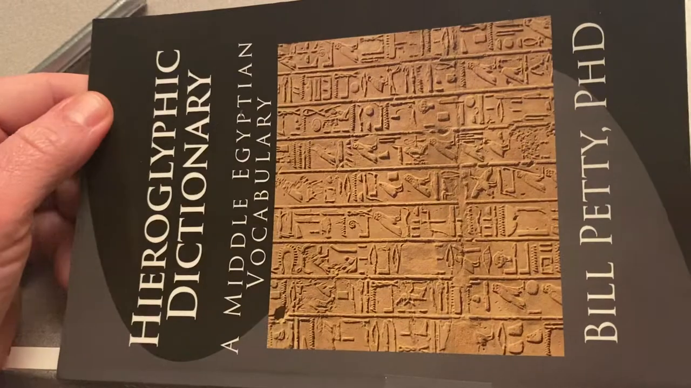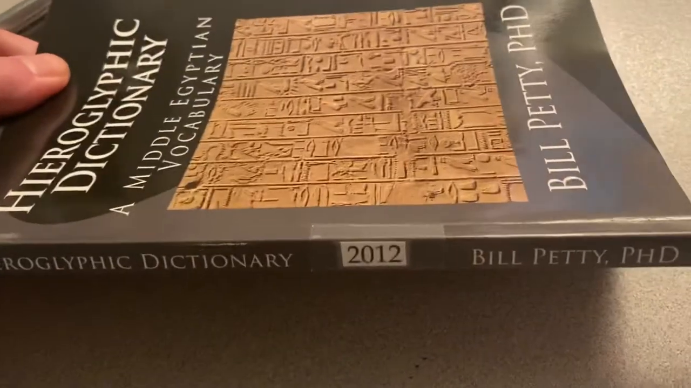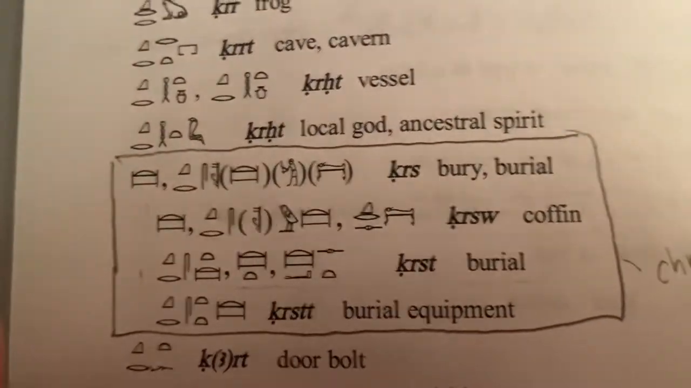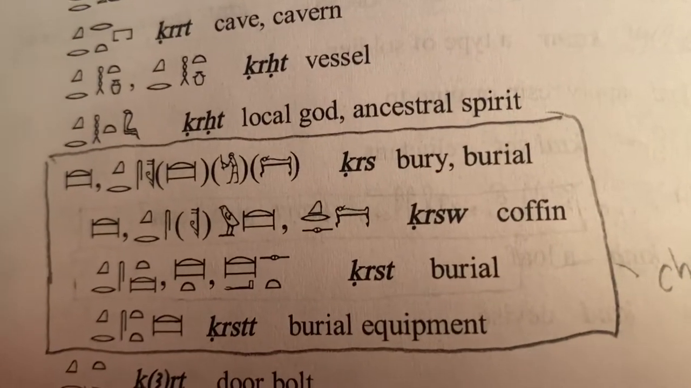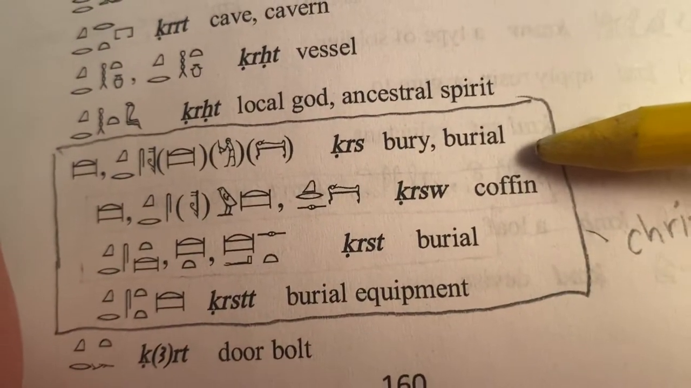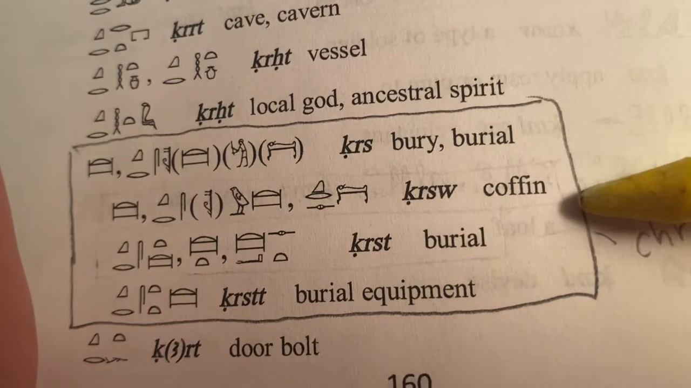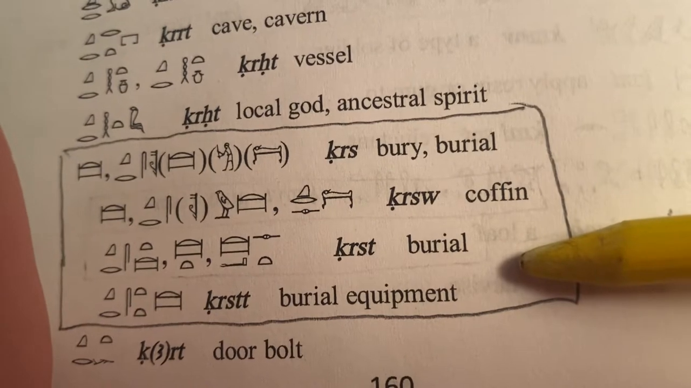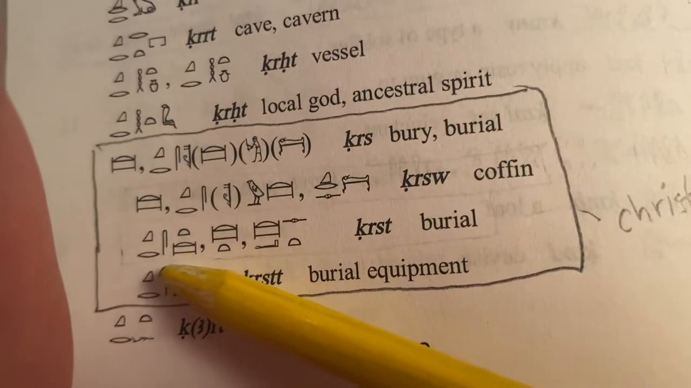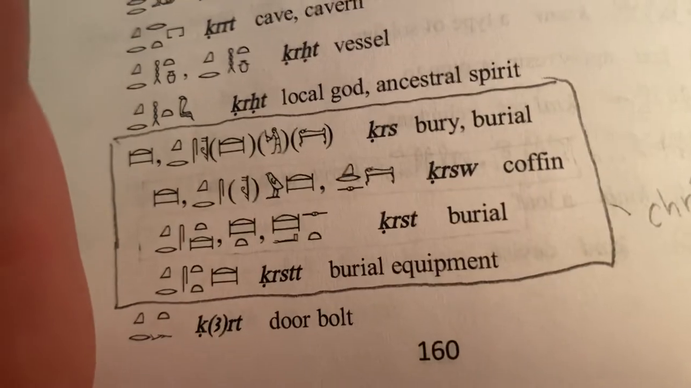Firstly, if we look at the hieroglyphic dictionary by Bill Petty from 2012, we see that there are several hieroglyphs related to krst. We have KRS, meaning barrier or burial. KRSW, meaning coffin. Krst, meaning burial. And we have burial equipment. So we're going to focus on krst, which has three different hieroglyphs, according to Petty.